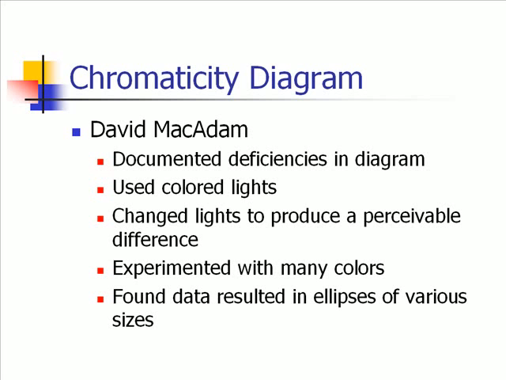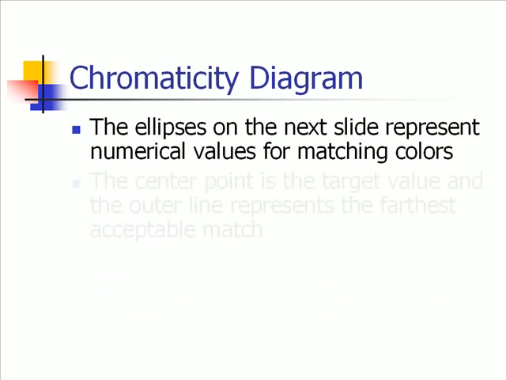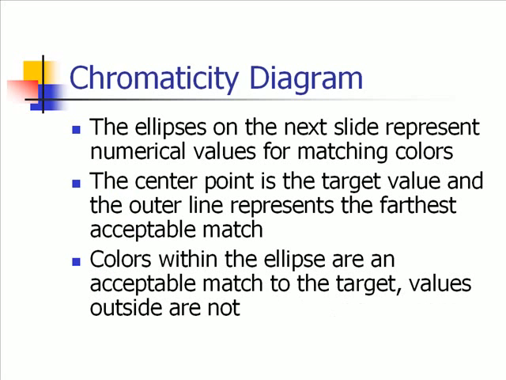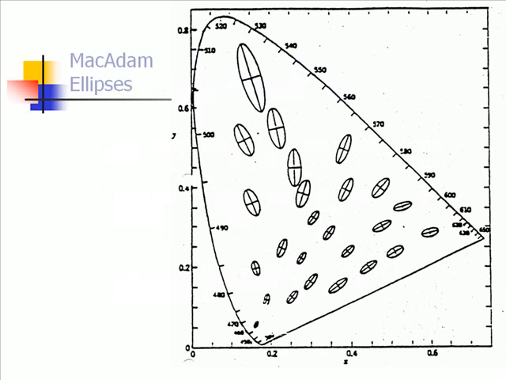He found that the data resulted in ellipses of various sizes, which means, with these ellipses, the center point is the target value and the outer line represents the farthest acceptable match. Colors within the ellipse are an acceptable match to the target, values outside are not. This is what that looked like when he looked at the data. And what this shows is that we pick one of these ellipses, we see that this is our target. Anything that falls within this ellipse, that outer line, would be perceived as the same color.